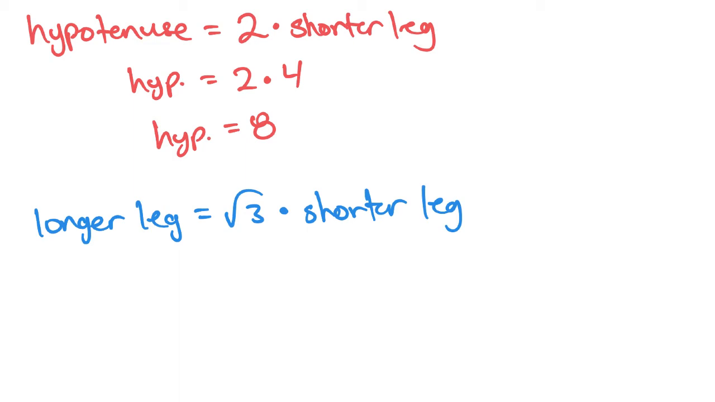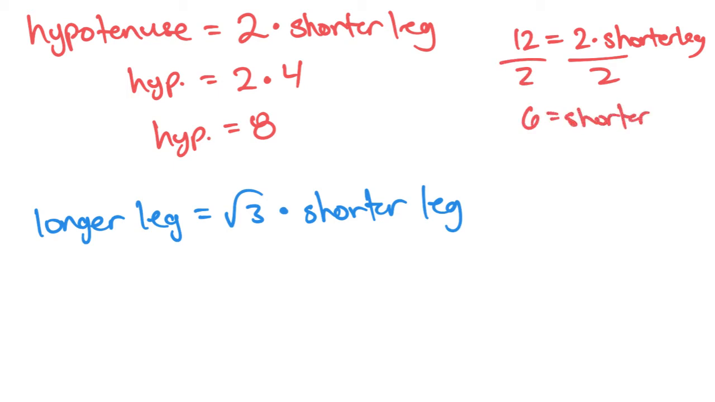Well, what happens if they give us the hypotenuse? Well, let's say that they gave us the hypotenuse is 12. Well, this is 2 times our shorter leg. I would divide by 2, and I would get 6 is equal to my shorter leg. So that's how I'd be able to use both of those.